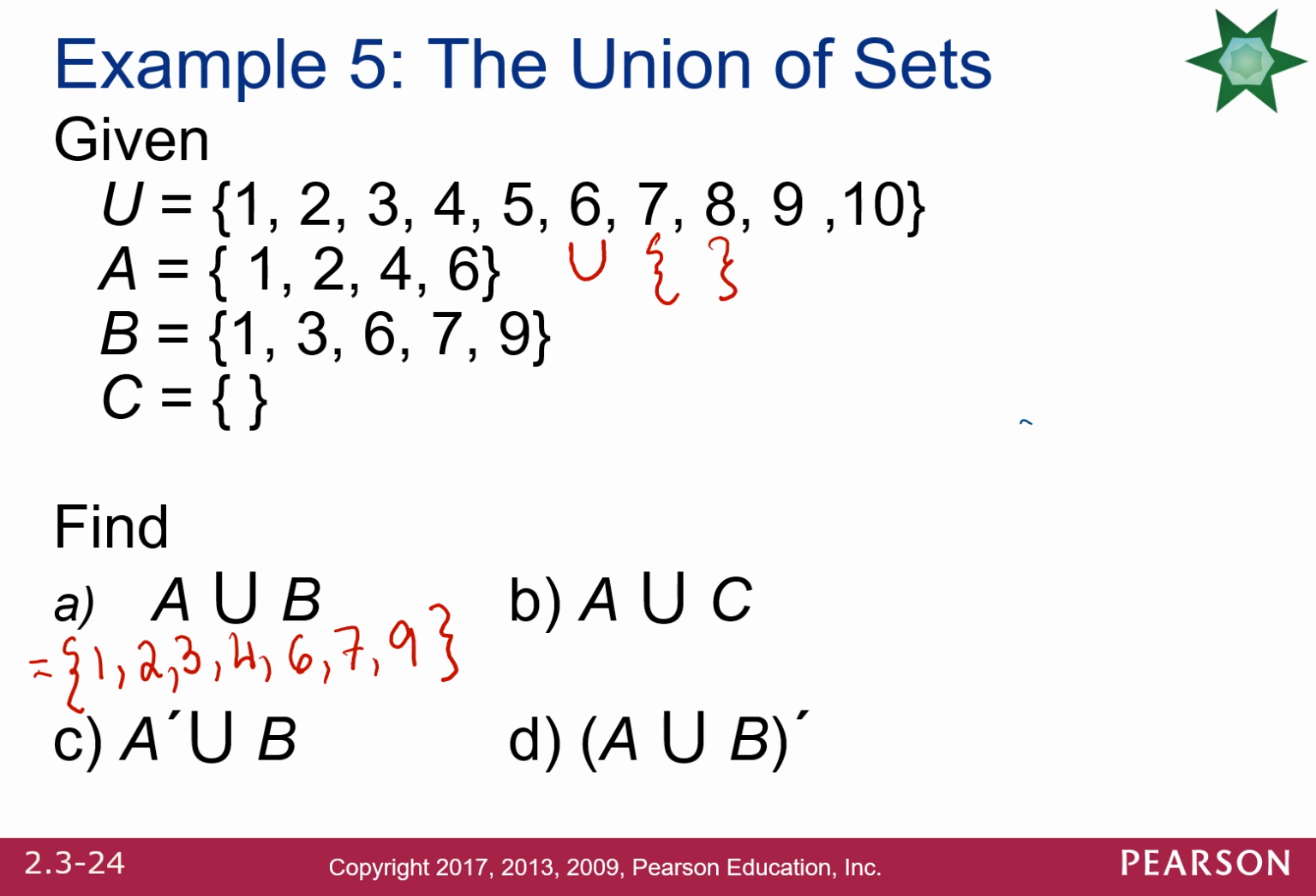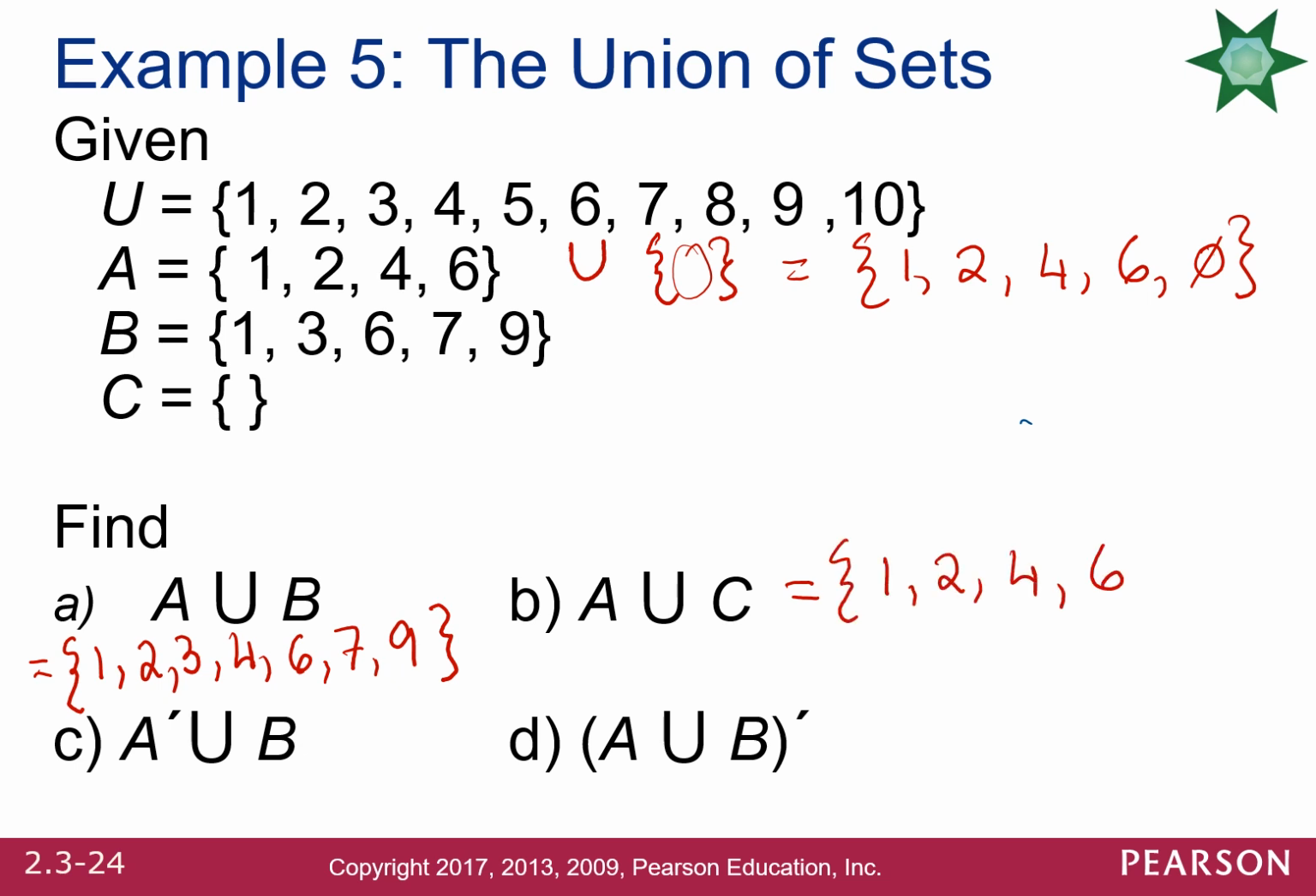So it's going to be 1, 2, 4, and 6. All right, 1, 2, 4, and 6. Now, if you want, you can just write a null, all right, to indicate that you have combined the empty set in here. Otherwise, we can just write it as 1, 2, 4, and 6. This is good enough. All right, so the third one, part C, says A complement union B.